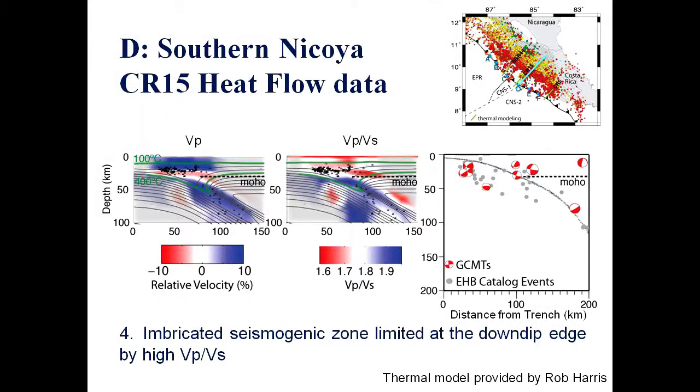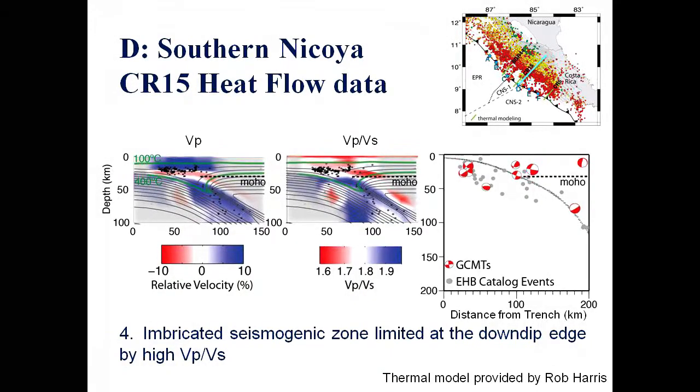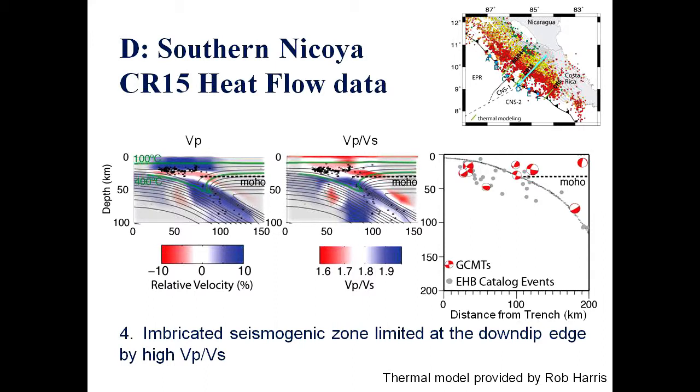We still see that same sort of thing as we move into southern Nicoya Peninsula, but we start to see, now I know you can't see this from the back, but if you were standing right where I am, you'd actually see that this almost looks imbricated. So instead of just a nice linear set of seismicity, it's almost like we see some streaking in the seismicity. It might be a little clearer on the VPVS image.